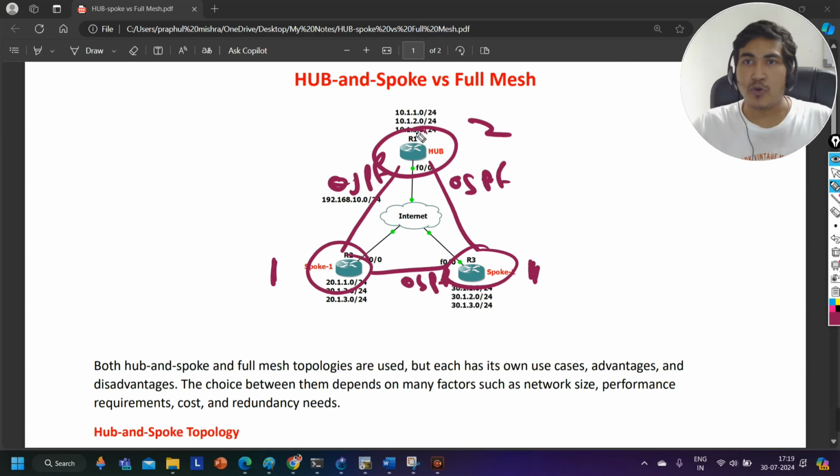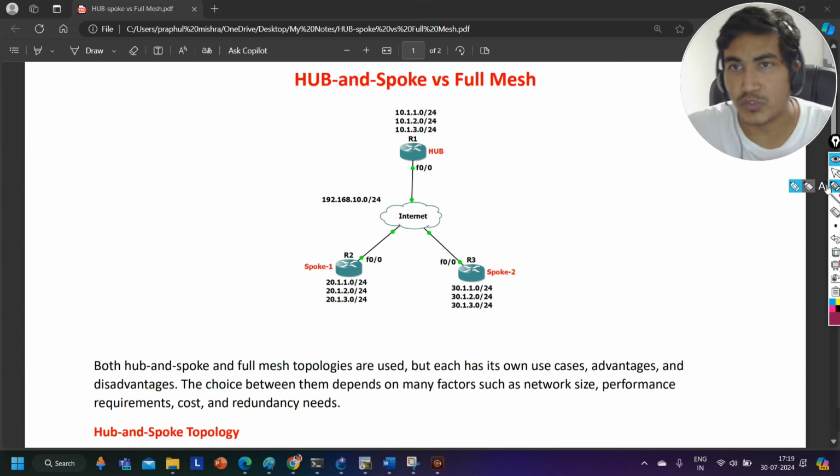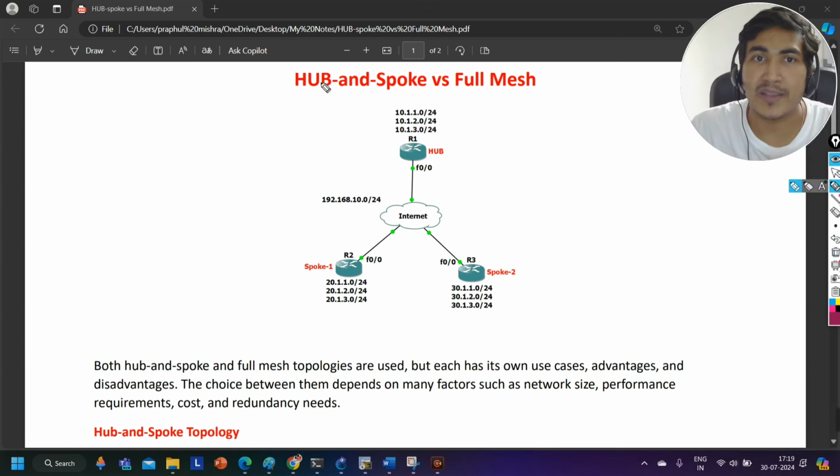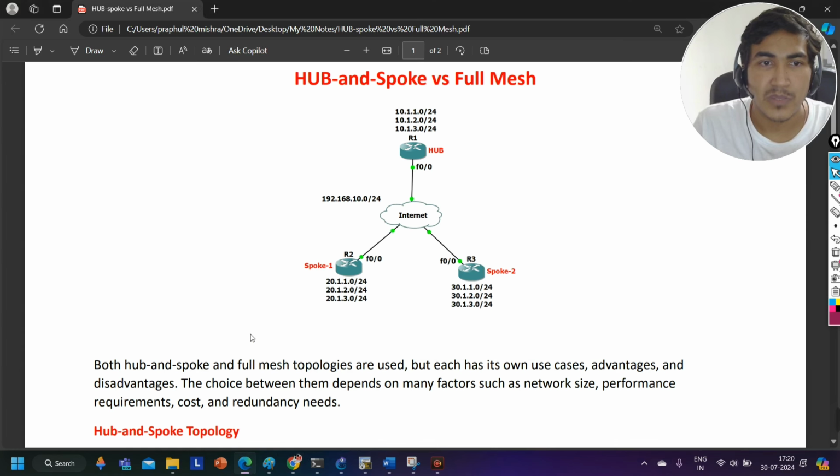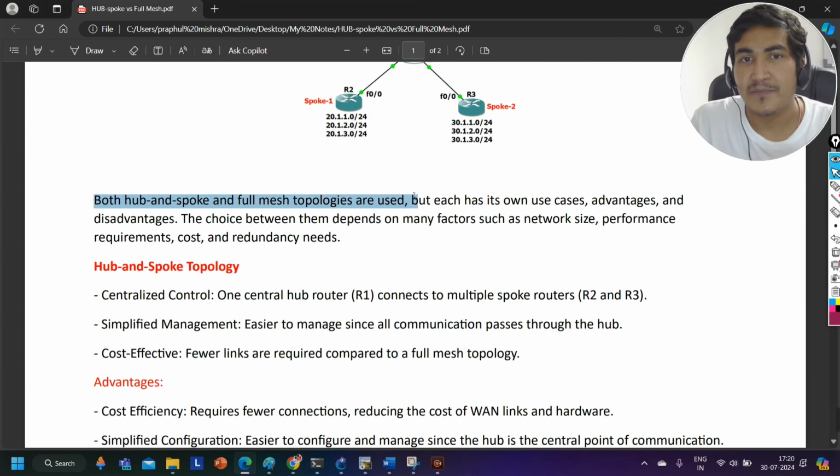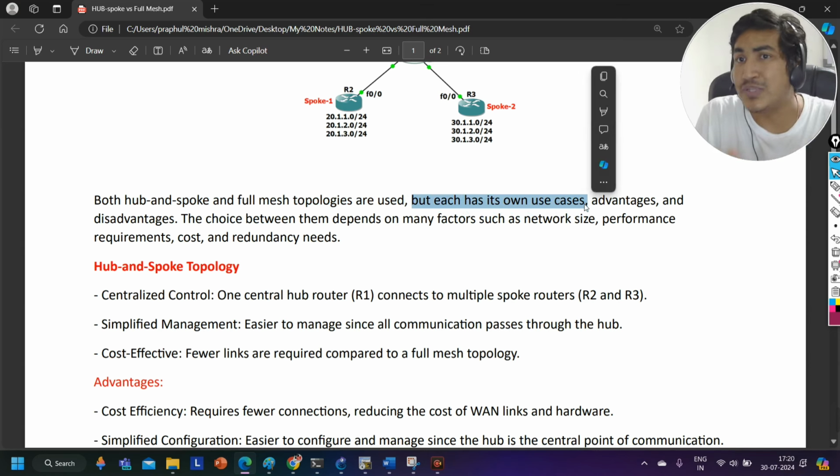So guys, in hub and spoke, this is also one disadvantage. See, load on the hub router is high, right? So which type of topology should I use? Before that, it should be clear to you what is hub and spoke and what is full mesh. Both hub and spoke and full mesh topology are used in real time, but they have their own use case. So we are going to understand which type of companies use hub and spoke topology, and which type of companies use full mesh topology, right?